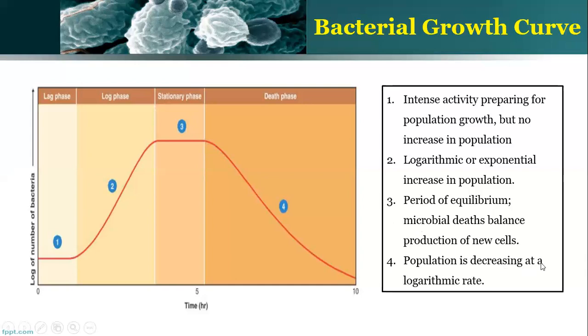The population is decreasing at a logarithmic rate. So it is quite opposite to that of the second phase. Second phase, rapid growth, exponential growth occurs, due to the high nutrient level. And in the fourth phase, due to depletion in the nutrient level, and that logarithmic rate of decrease in population, that is death phase occurs. That is the death phase.